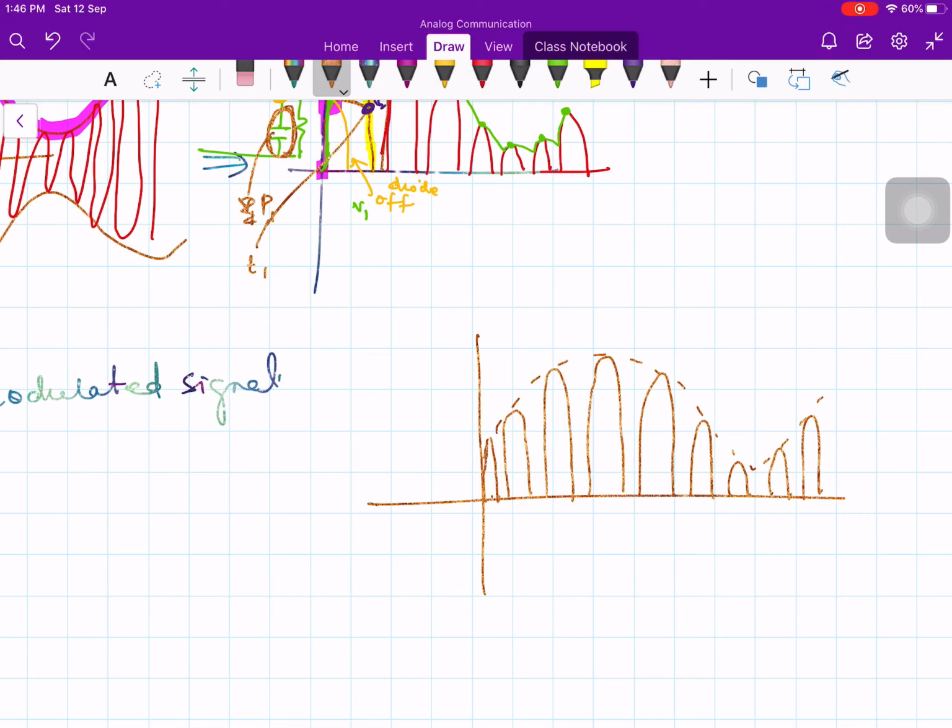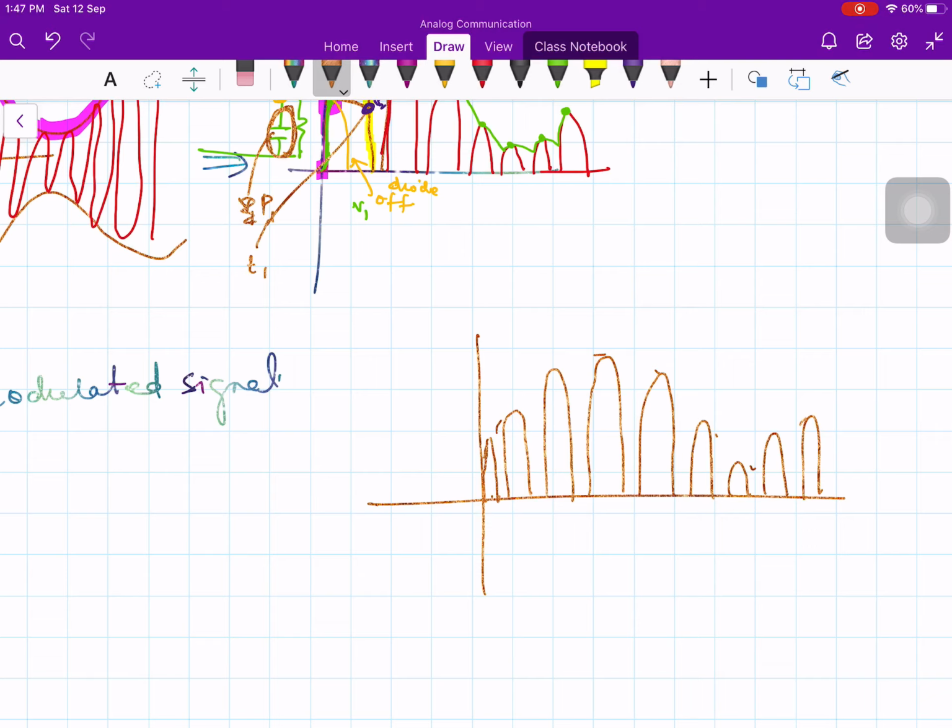Like this. Now remove these dotted lines. In fact, the dotted line will not be there. Okay, so just to draw the picture, I am drawing this. What you get is only the carrier. The carrier will be like this.